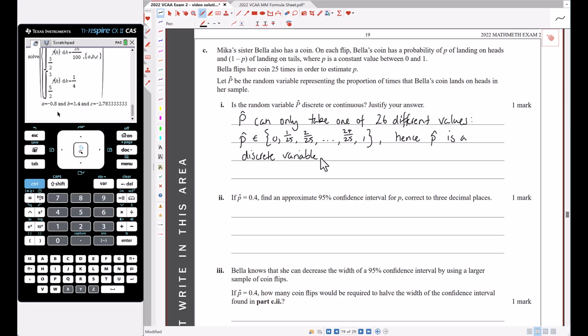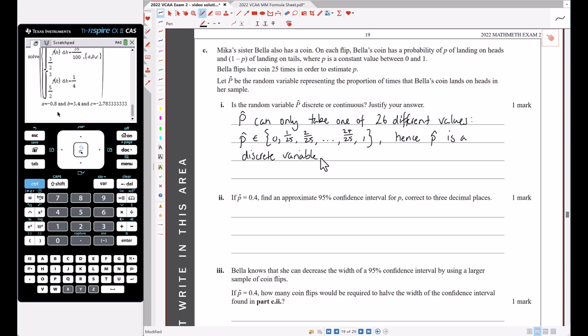X is the binomially distributed variable, but p hat is still discrete. It's connected to those discrete values for x. Okay, so if p hat is 0.4, find an approximate 95% confidence interval for p, correct to 3 decimal places.